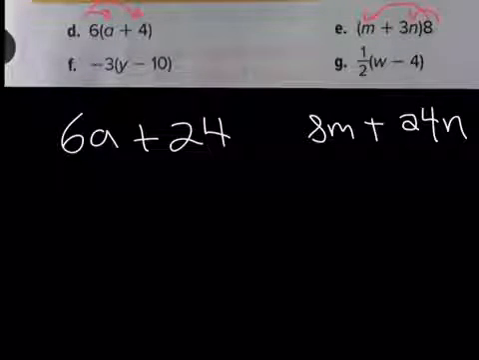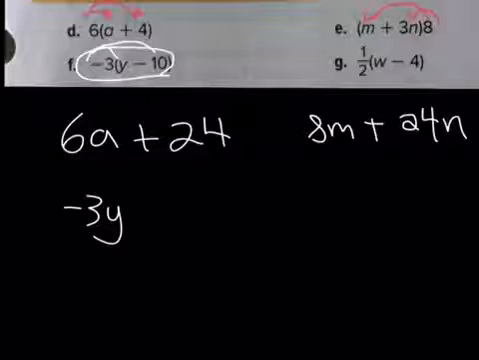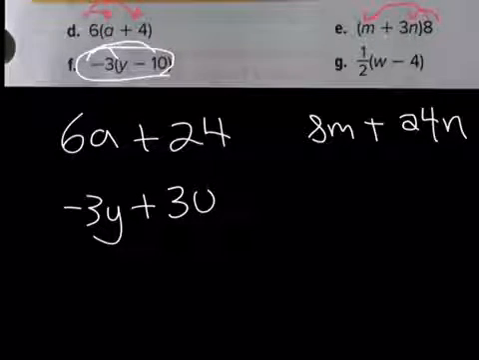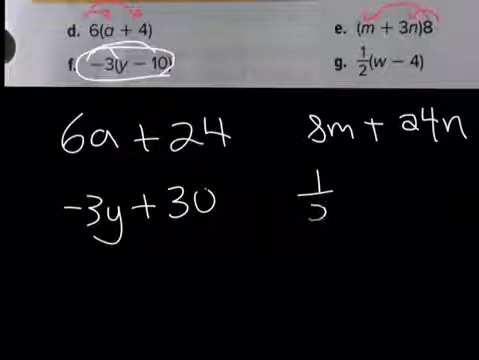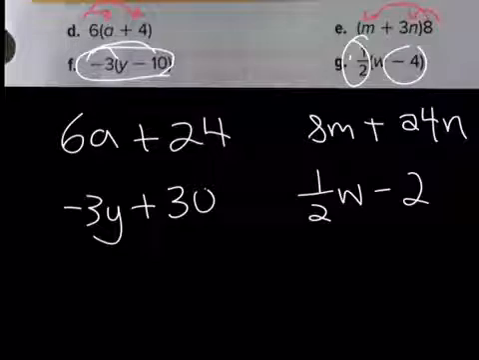Okay, and then down here, again, negative 3 times y, and negative 3 times negative 10. Negative 3 times y is negative 3y. Negative times negative is going to be positive, so that's going to change to a positive 30. And then finally, a half times w is half w, minus, because it's positive times negative, and half of 4 is going to be negative 2. And there you have it.